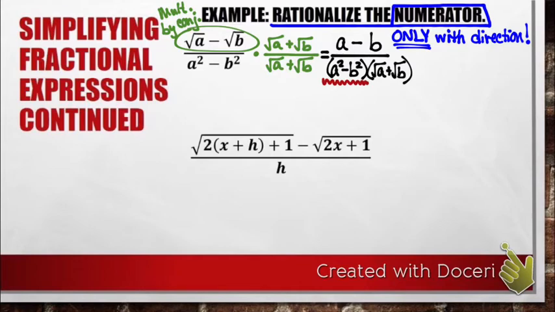Why is that factor right there catching my attention? It's a difference of perfect squares, a minus b and a plus b. Why is that of interest to me? It's going to cancel out with my numerator.